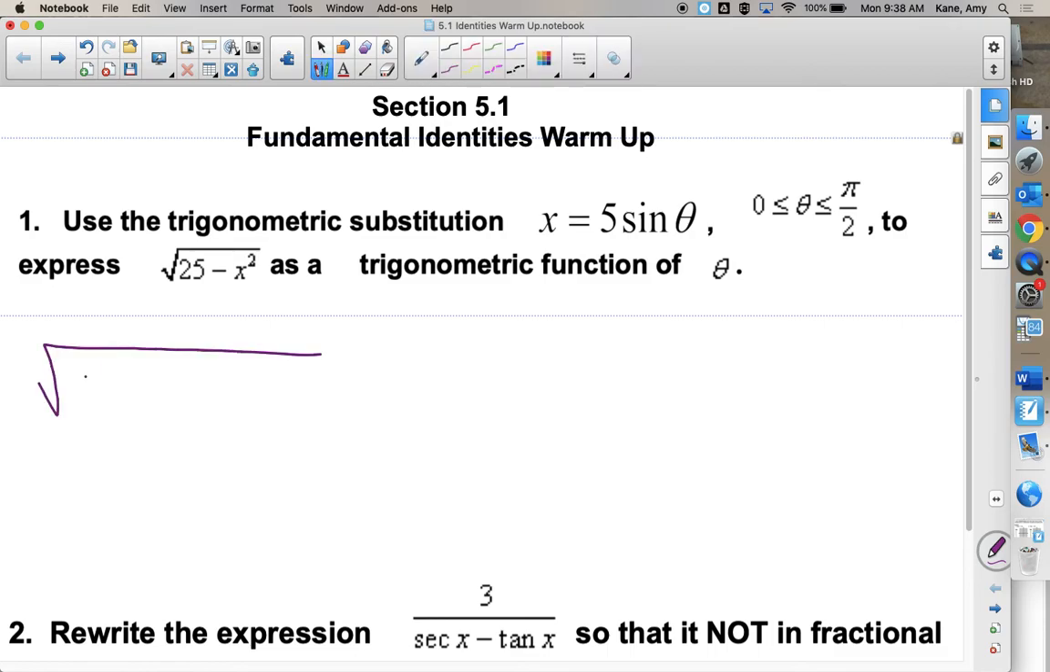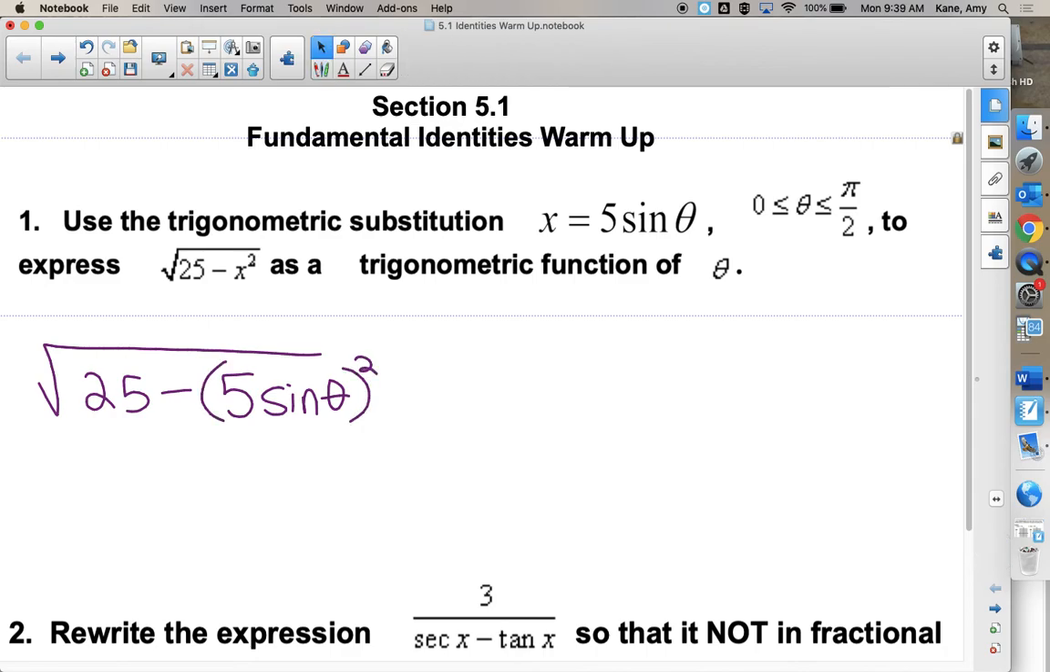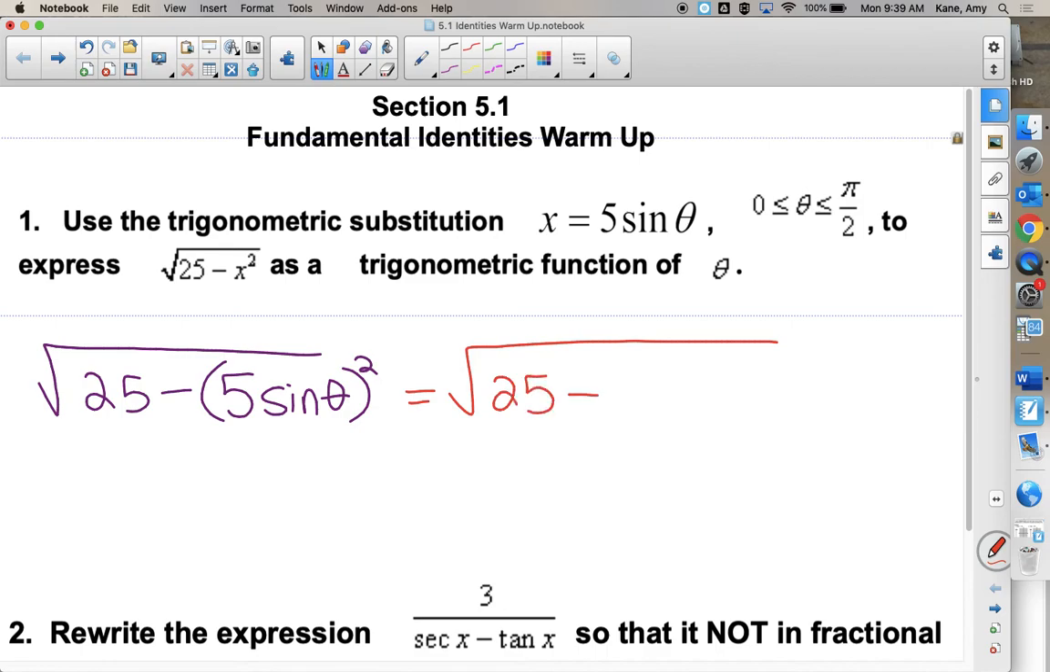So we have 25, and then instead of x squared, we have 5 sine theta. Remember, that whole thing is squared. When you plug it in, if x is squared, whatever you plug in has to be squared. So Dylan, that really means that we have the square root of 25 minus 25 sine squared. Don't forget that the 5 is squared as well as the sine. So you're squaring both of those numbers when you plug something in for x.